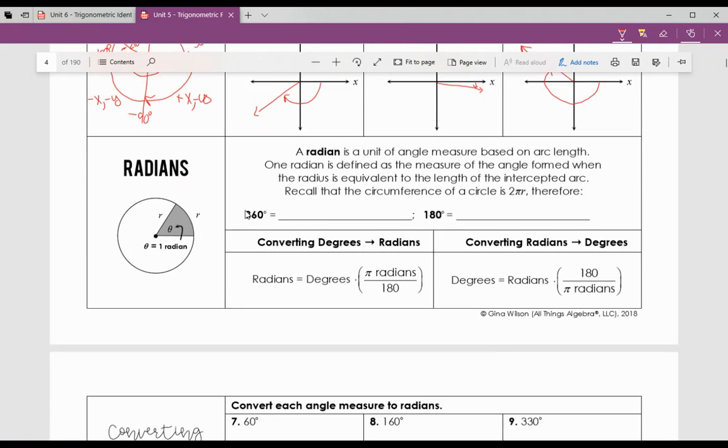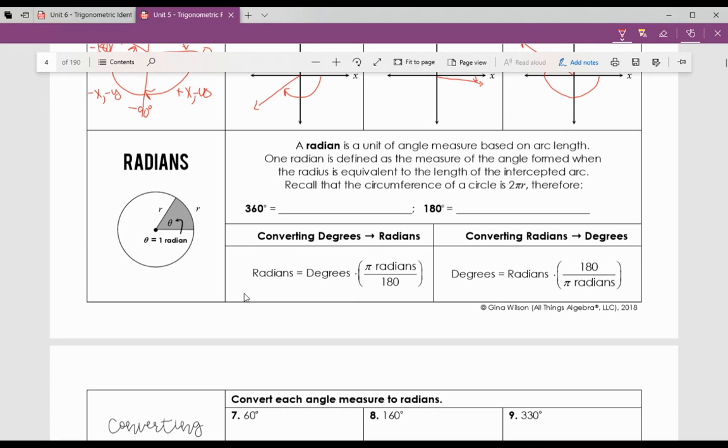All right, so radian measures. You may be asked to deal with radian measures, okay? You are very comfortable with degrees, all right? So what happens is a radian is a unit of angle measure based on arc length. This is the arc, so we're talking about the length. So what is the length of that arc that is cut by a given angle, okay? 1 radian is defined as the measure of the angle formed with the radius, and it is equivalent to the length of the intercepted arc, all right?